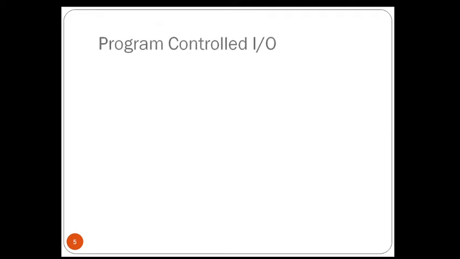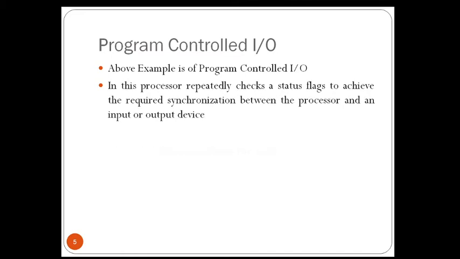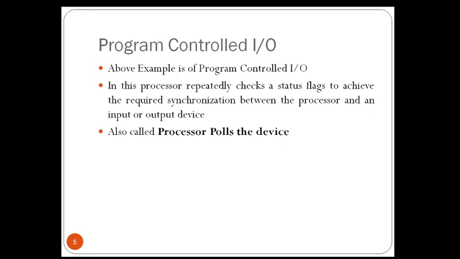So the example we have seen now is an example of program controlled IO, wherein the processor repeatedly checks the status flag to achieve the required synchronization between the processor and the input output devices, here the keyboard and the monitor respectively. The status flag is used to check the status of the processor and the input output devices to maintain synchronization between them. So we say that the processor polls the device.